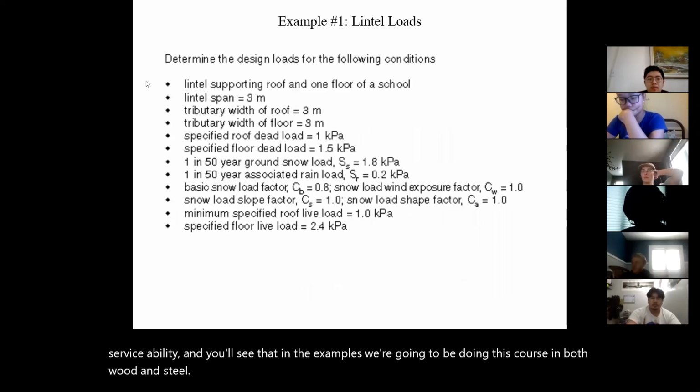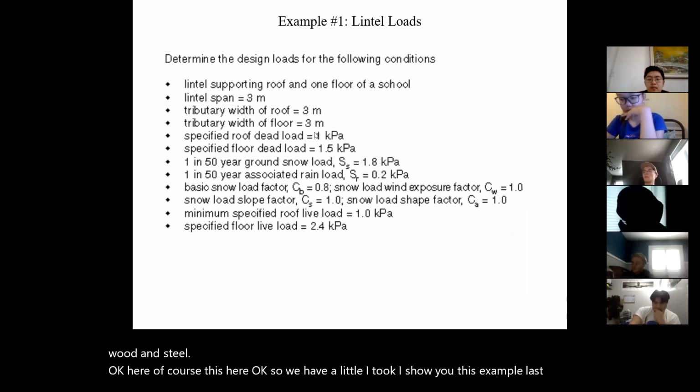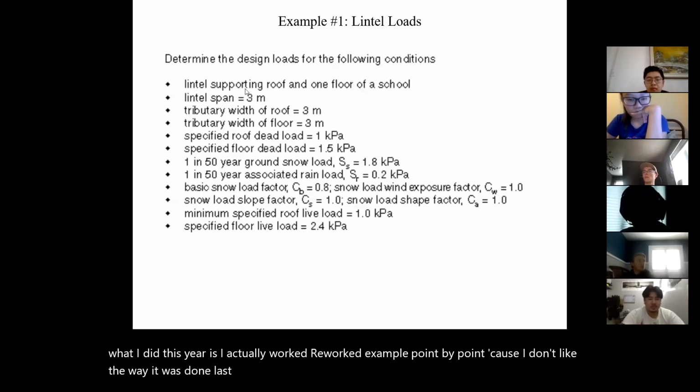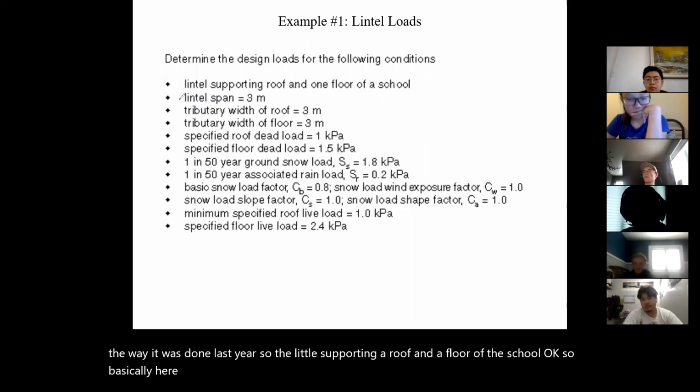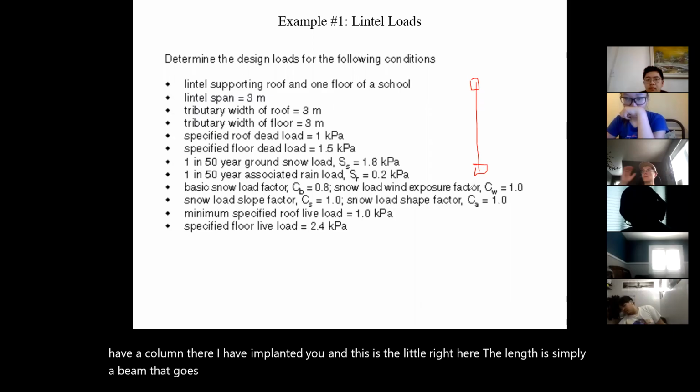Okay, now here, we have a lintel. I showed you this example last year, but this year I actually reworked the example point by point, because I didn't like the way it was done last year. So the lintel is supporting a roof and a floor of a school, okay? The lintel has a span of 3 meters. So that means I have a column there, in plan view, and this is the lintel right here. The lintel is simply a beam that goes across an opening. It could be a window, it can be a door, whatever.